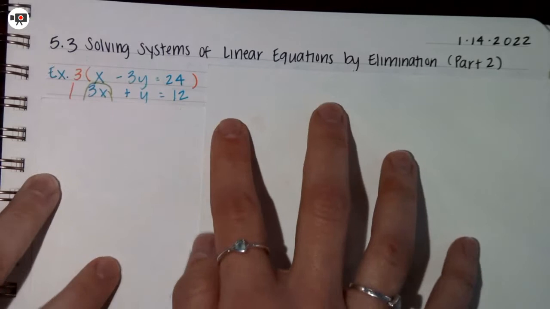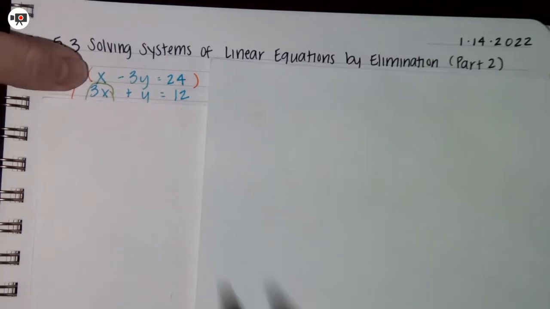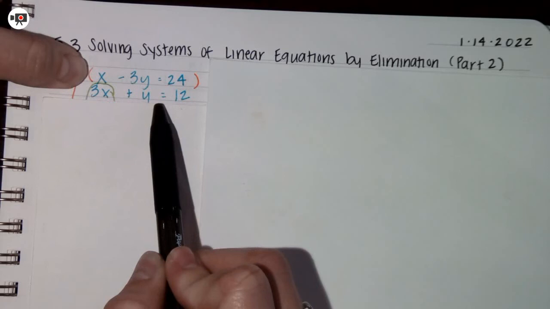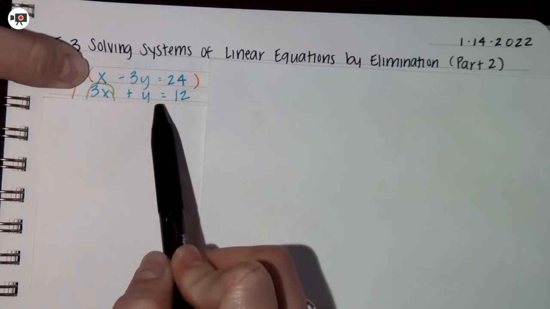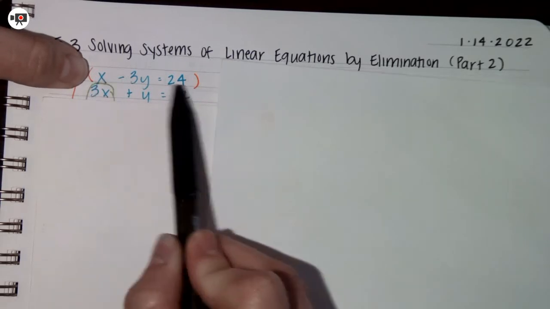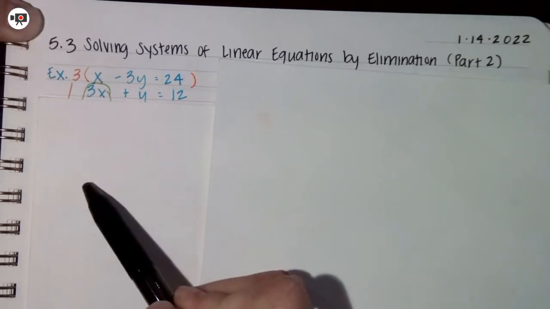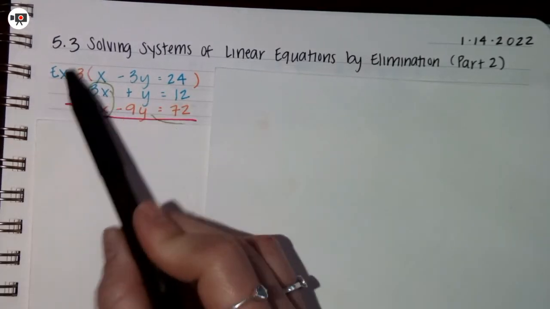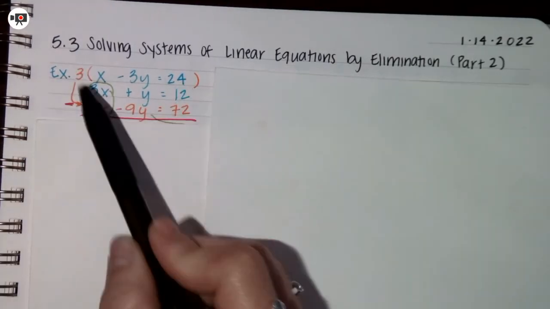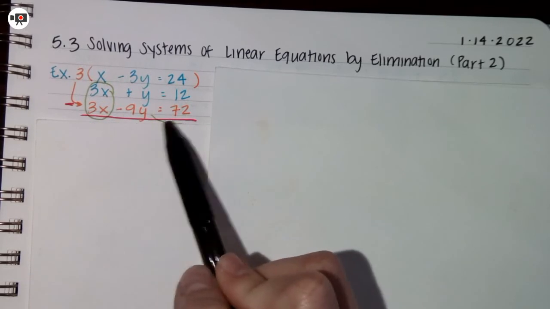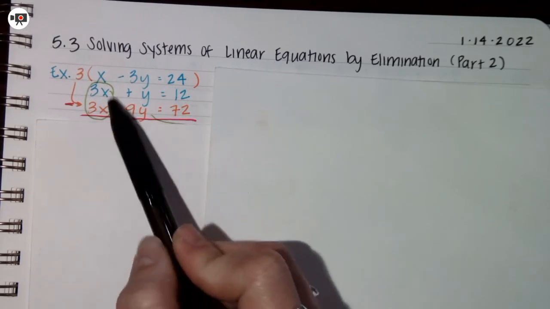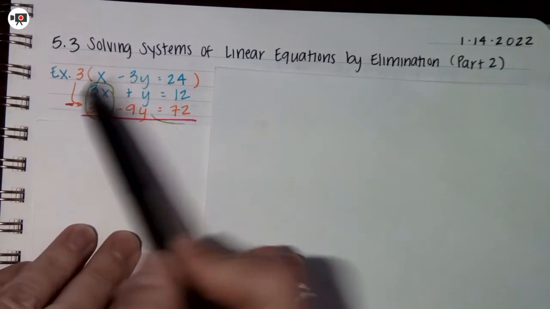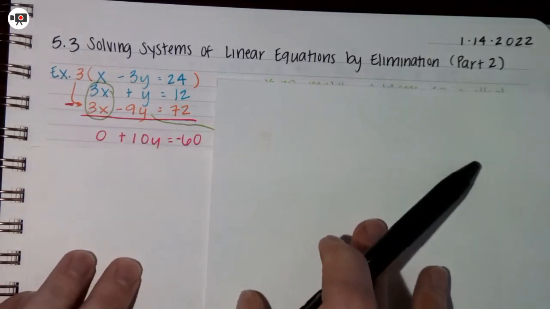So in this first example, if I have x minus 3y equals 24 and 3x plus y equals 12, I don't initially have a match, so I'm going to take my first equation and multiply it by 3 to make a match. So then I will multiply by 3, and I will get 3x minus 9y equals 72. Now I see I have a match in the x's, and so I'm going to subtract them so that the x's will be eliminated.